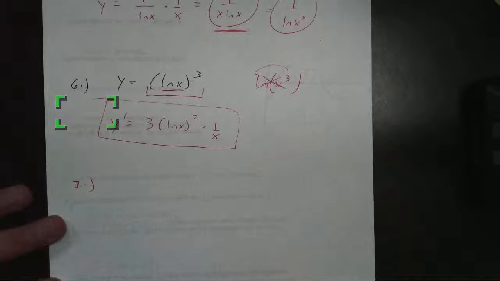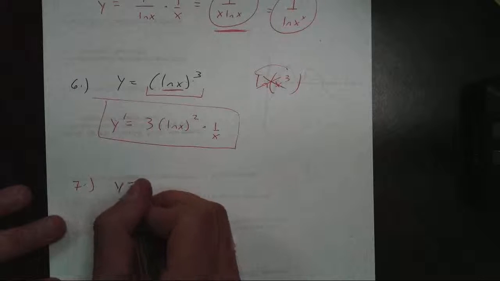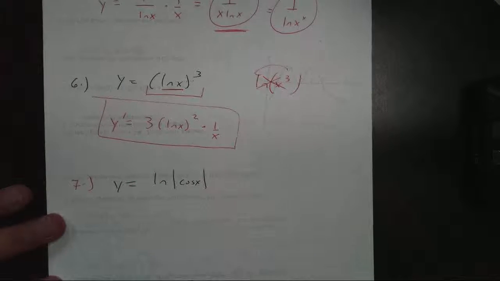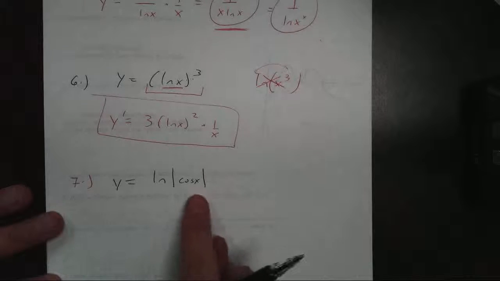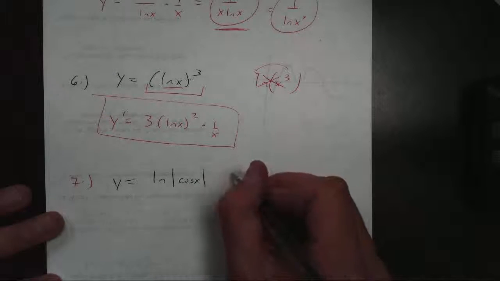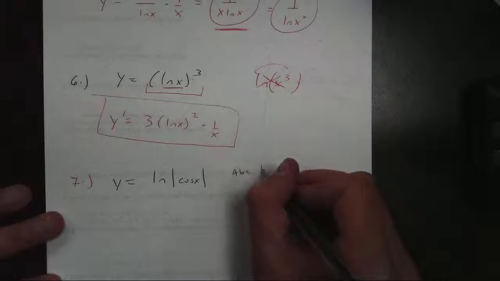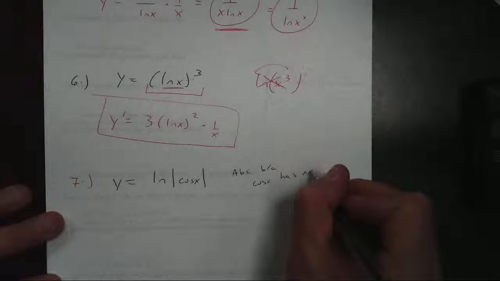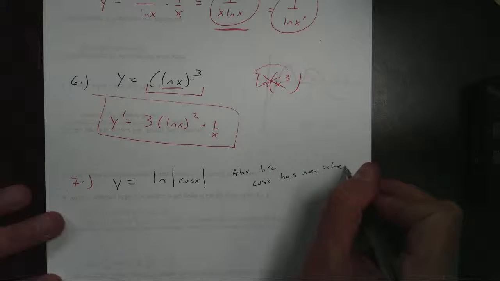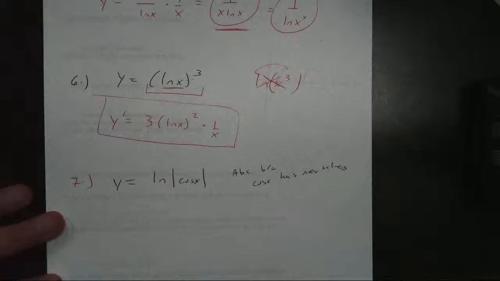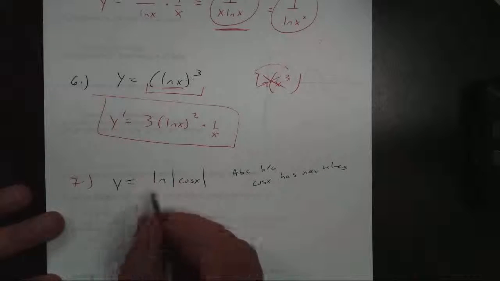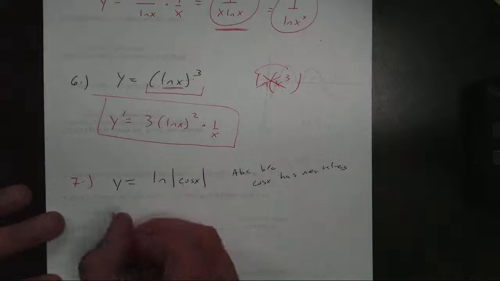Number 7. What if we have something like y equals the natural log of the absolute value of cosine of x? Now, people, why is this in absolute value? It's absolute value because cosine of x has negative values, and we can't have negative values underneath there. So I always have to put my trigs in absolute value symbols. We'll talk more about that when we talk about the antiderivative of them though.